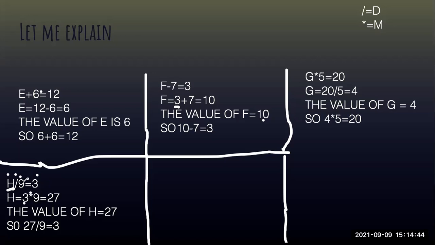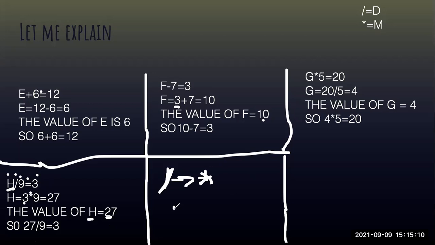That means always, if you forgot, division sign changes to multiplication. This is the division sign. I know it's not slanting, but I tried making it. So it changes to multiplication and 3 times 9 is 27. So the value of h will be 27. And so 27 divided by 9 will be 3.